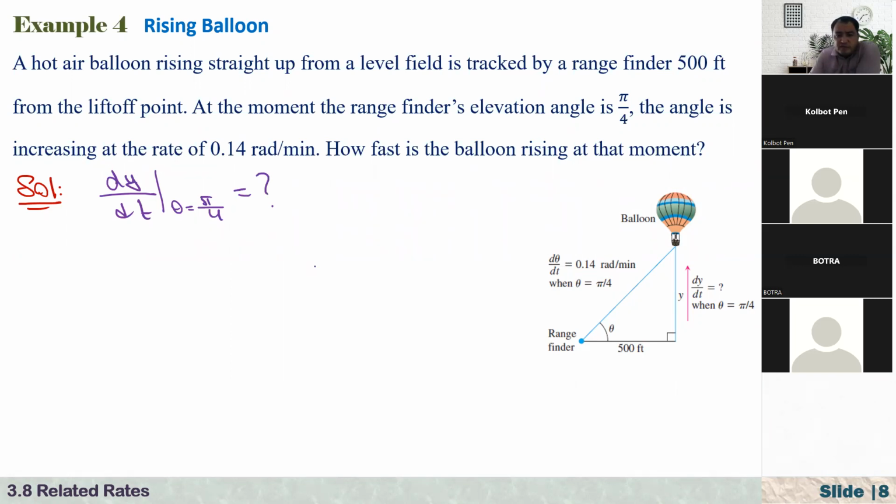I think we need to use the tangent function, right? Tangent of theta is equal to opposite side over adjacent side. That's equal to y over 500, right? Or I can just write y is equal to 500 times tangent of theta, right? So now I need to find dy/dt. So immediately let's differentiate both sides with respect to t.